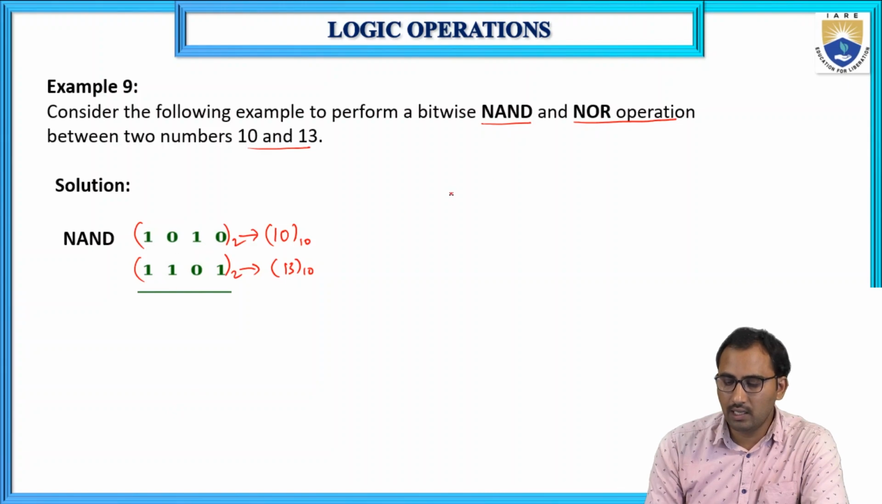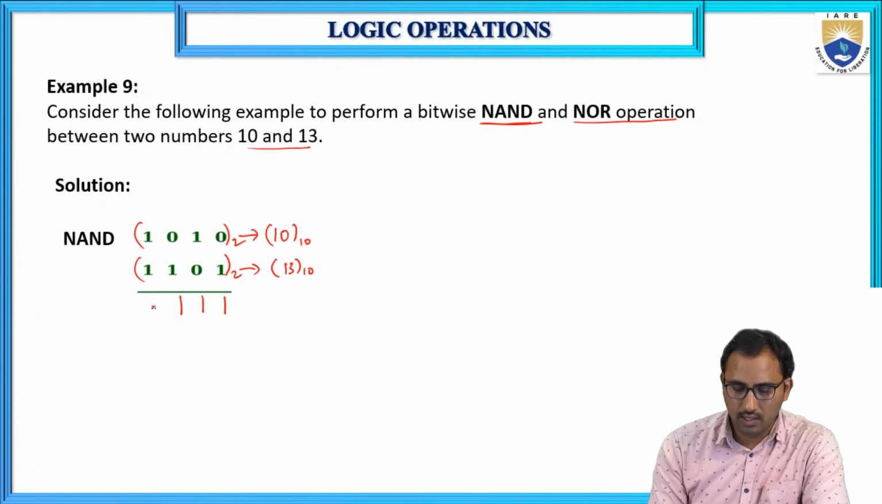Now we are performing the NAND operation. What is the NAND operation? The NAND operation is the complement of the AND operation. In the AND operation, if any input is 0, the output is 0. But in the NAND operation, if any input is 0, the output is 1. Here 1, here 1, here 1, and here 0, because if both inputs are 1, you will get 0.